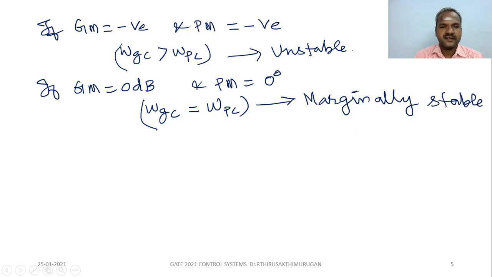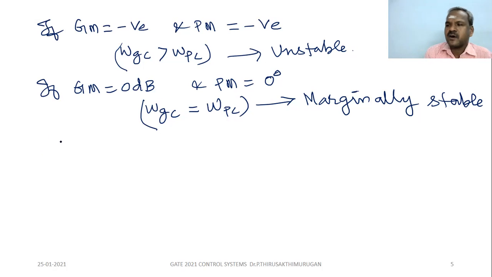So this is the relative stability analysis using the gain margin and phase margin. The gain margin and phase margin are used as relative stability measures for open loop stable systems only.